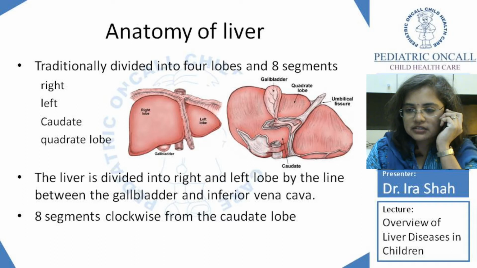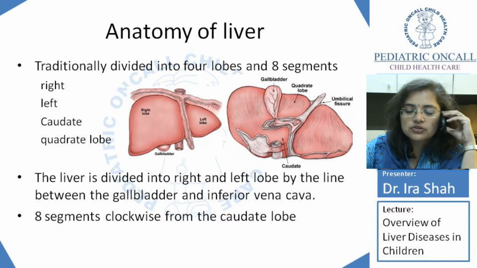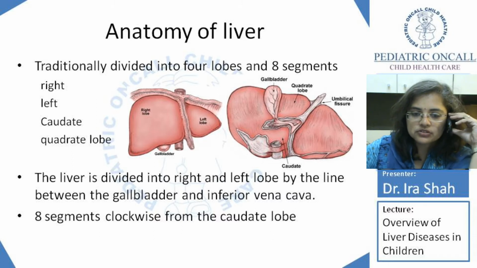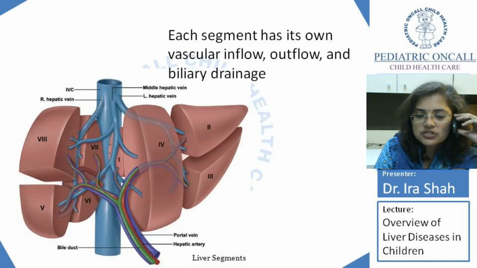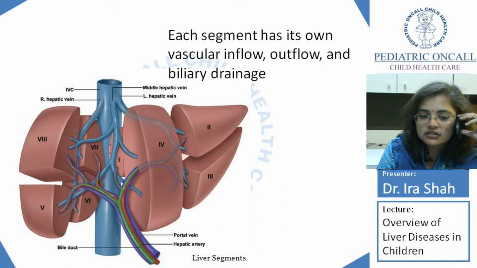The liver is divided into two lobes, right and left. Each lobe is divided into various semi-lobes. So there are four lobes classically: the caudate lobe, the quadrate lobe, the left and the right lobe. The right and the left lobe are divided by the ligamentum teres. Now each lobe is divided into sub-lobes. There are 8 segments, 1, 2, 3, 4 on the left side and 5, 6, 7, 8 on the right side.